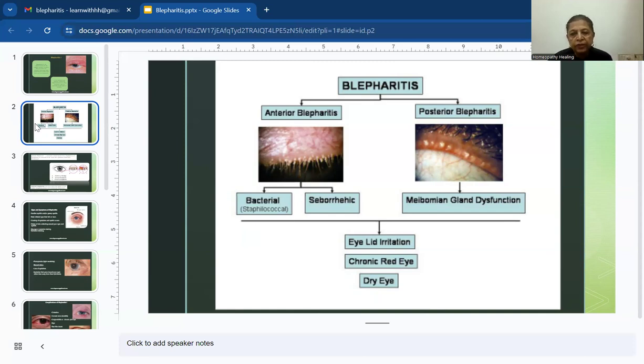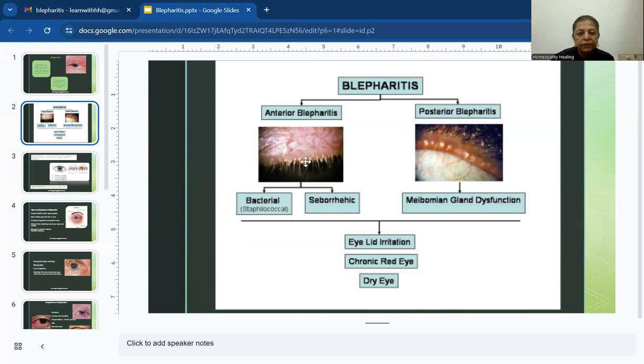When you talk about posterior blepharitis, this is known as meibomitis, where the openings of the meibomian glands are there, and that is the inflammation of the meibomian glands. The discharge will be yellow, white, all that. I think last time we have already spoken regarding meibomitis. So today we are going to talk about anterior blepharitis.